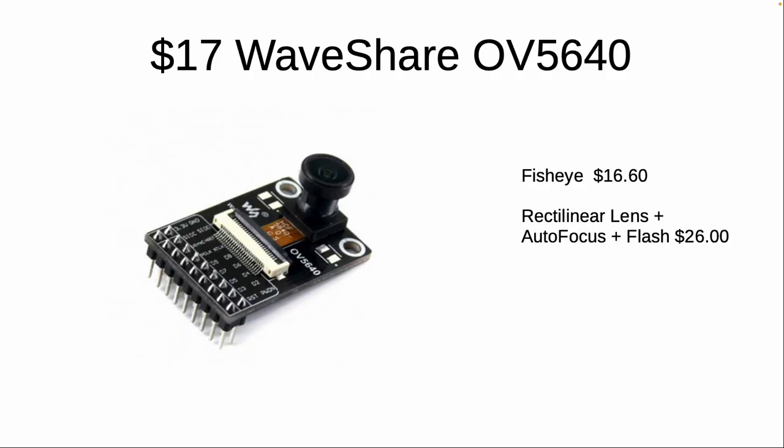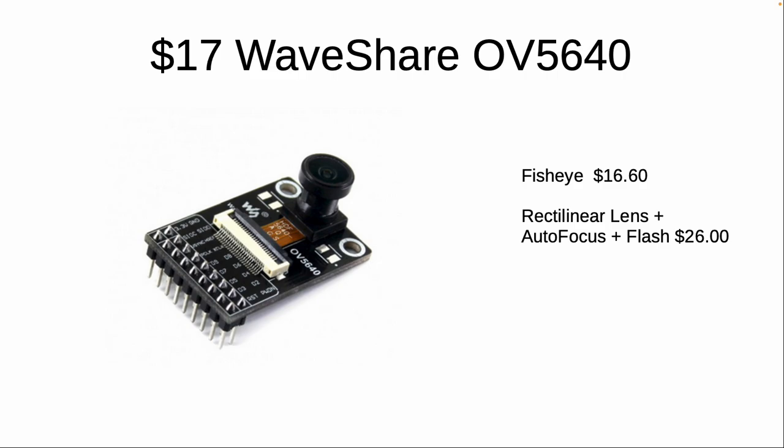If you only want 5 megapixels, here you have the fisheye lens, the Waveshare OV5640. Fisheye lens does not need to be focused, only at manufacture time. But if you want a rectilinear lens, it's a bit more expensive because it needs autofocus. It also has a flash, comes in at 26 euros.